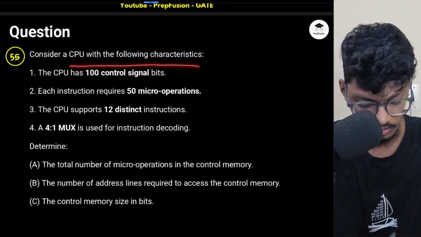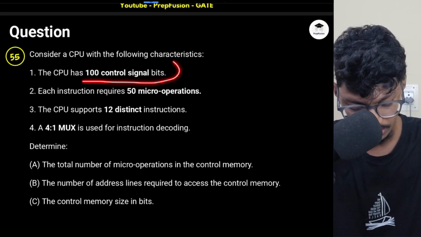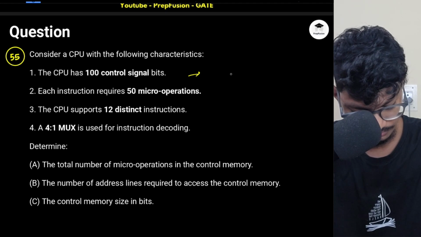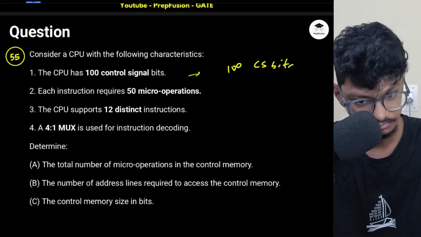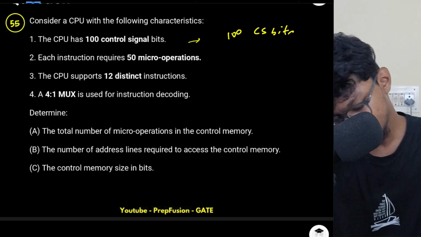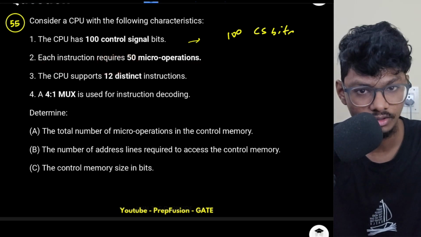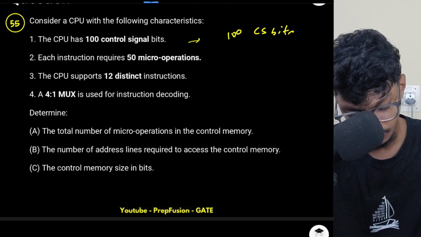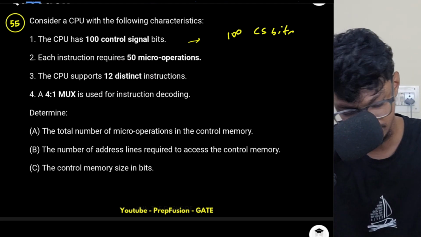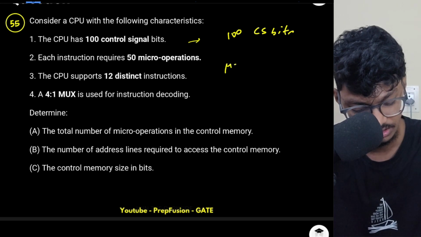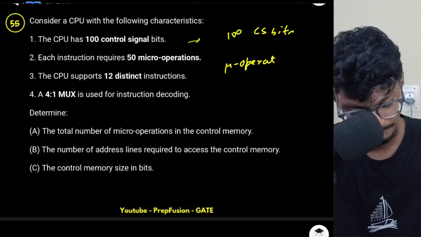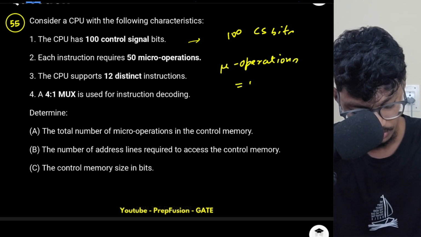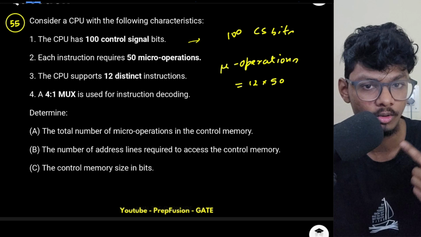Consider a CPU with the following characteristics. We have 100 control signal bits. Each instruction requires 50 micro operations, and the CPU supports 12 distinct instructions. So each instruction supports 50 micro operations, and we have 12 distinct instructions. So how many micro operations do I have? This is mu, right? Don't get confused by m and mu. How many micro operations will I have? 12 into 50. This many micro operations I will have.